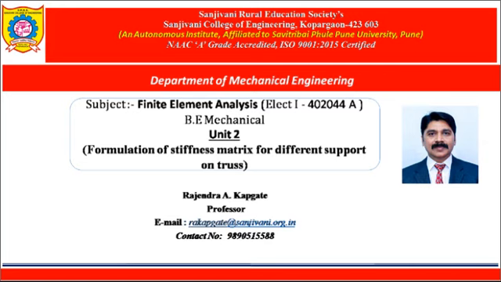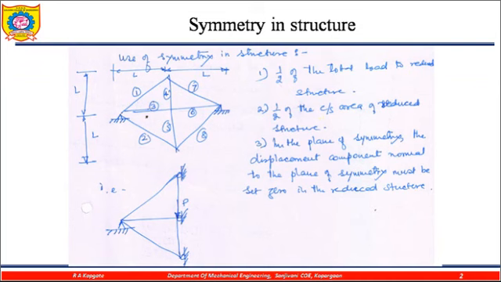Here we have taken certain conditions or certain support methods of trusses. If the symmetry is available in a structure, as you see here, with these supports, then when such a symmetry is observed, you need to consider half of the figure, so that less time is required for the computer as well as for the manipulation.